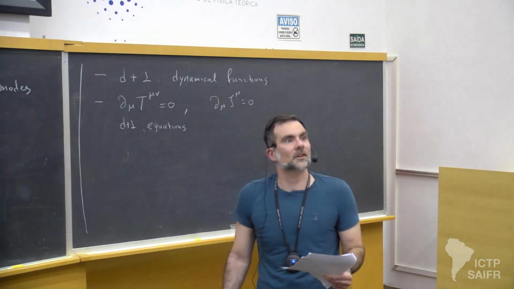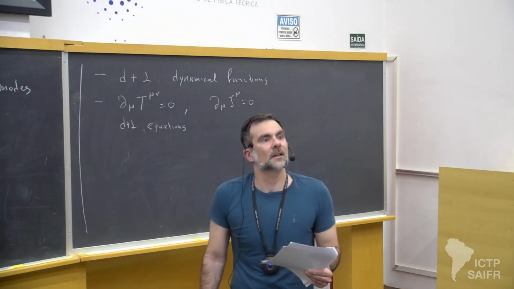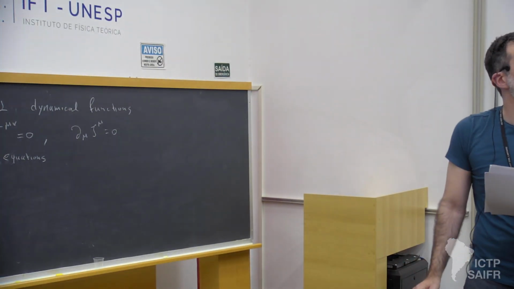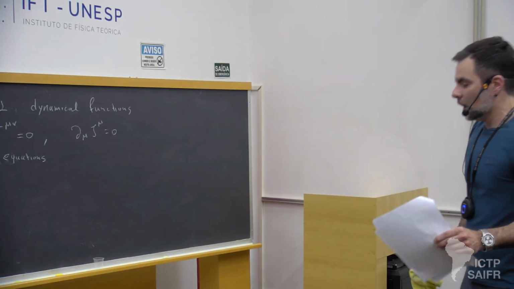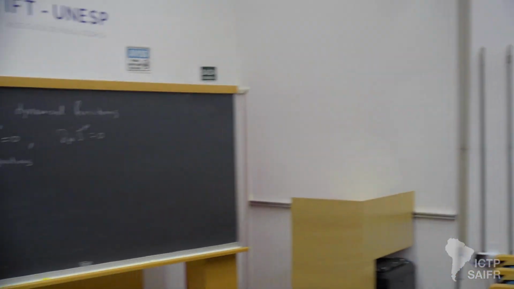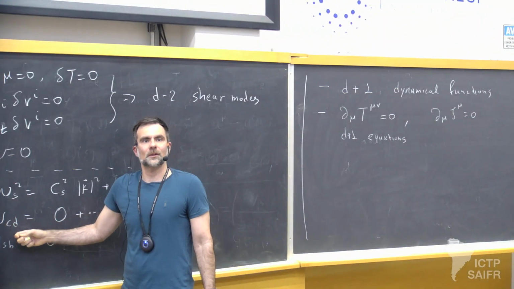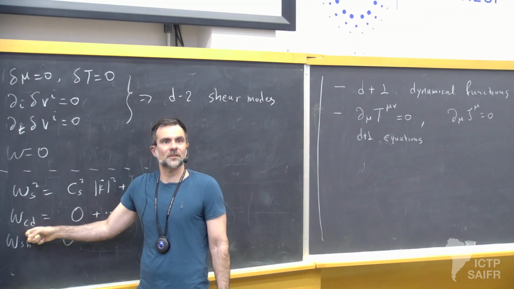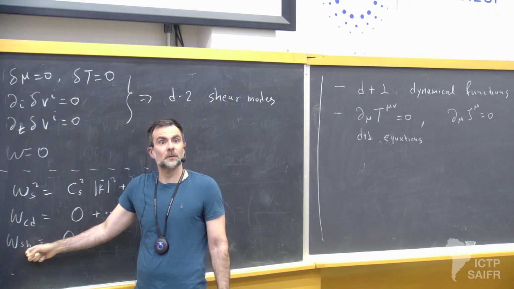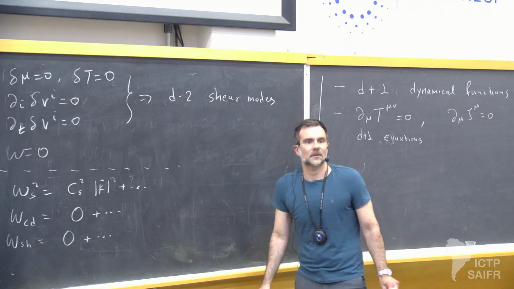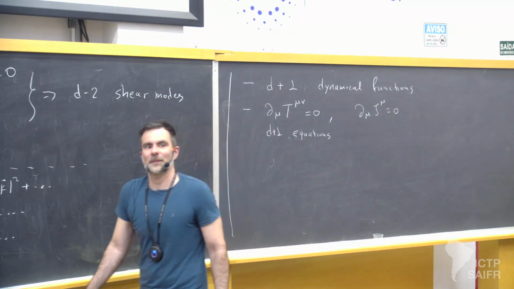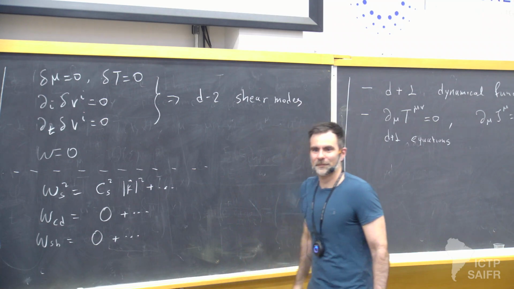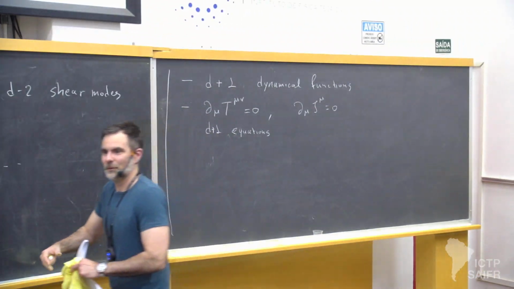More questions? Yes. The indices of the vector. Sorry, yes. So this is supposed to label different modes, right? So this is sound mode, S. This is charge diffusion, CD. And this is the shear mode. Which one? Charge diffusion. Okay. You don't see any diffusion yet, but you will.